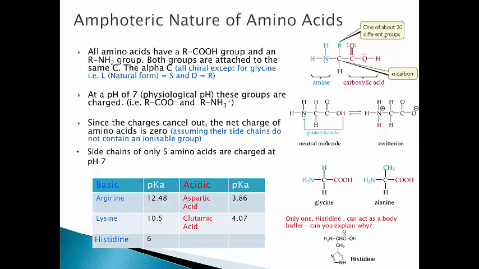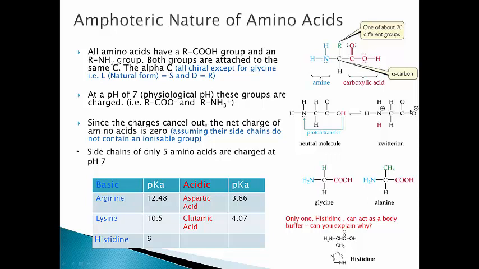So at physiological pH, so around about 7, we have a proton transfer from the neutral molecule, and we have our zwitterion present. So whenever you have amino acids at pH 7, you have NH3+ and CO2- on the terminal ends. They actually cancel each other out, so it's not really something that you need to think about, because you've got your plus and your minus, so it's still neutral overall.